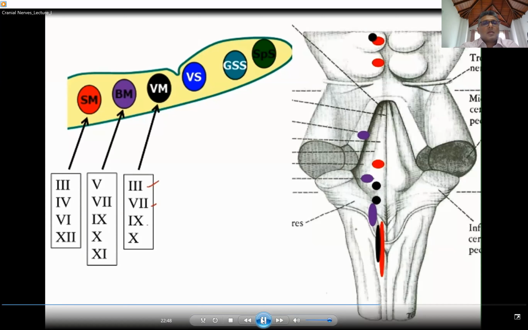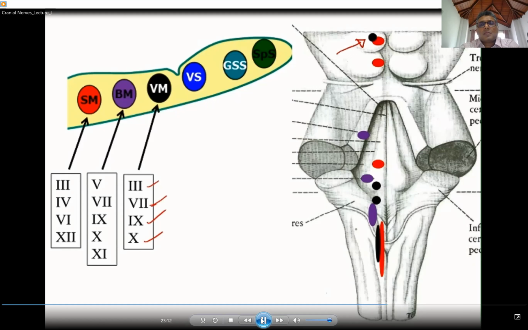Facial nerve, glossopharyngeal nerve, and the vagus nerve have got visceral motor component in them. You can see the visceral motor nucleus of the oculomotor nerve lying with the somatic motor nucleus at the superior colliculus level of the midbrain here.